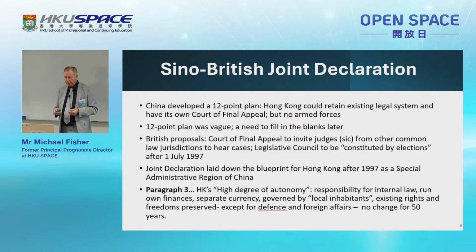The Joint Declaration laid down the blueprint for Hong Kong after 1997 as a special administrative region of China. Paragraph 3 said that Hong Kong would have a high degree of autonomy, responsibility for internal law, run its own finances, have a separate currency, and be governed by local inhabitants. The existing rights and freedoms would be preserved except for defence and foreign affairs. And a guarantee that there will be no change for 50 years. So now people say, what's going to happen in 2047?